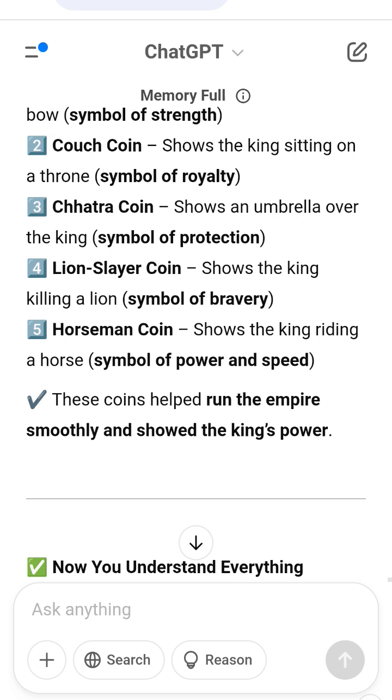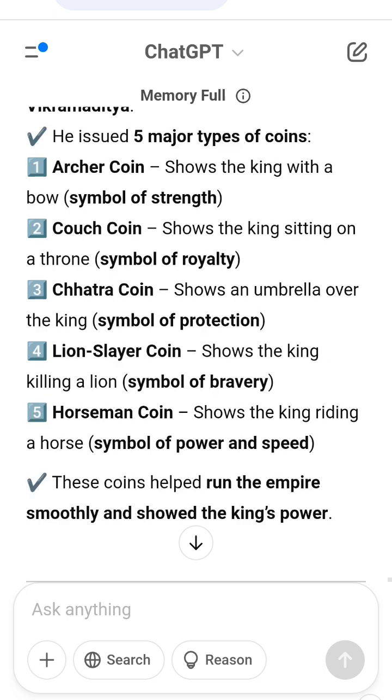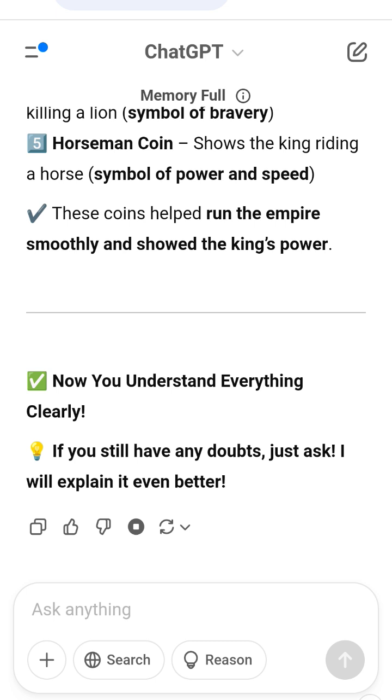3. Chhatra coin shows an umbrella over the king, symbol of protection. 4. Lion Slayer coin shows the king killing a lion, symbol of bravery. 5. Horseman coin shows the king riding a horse, symbol of power and speed. These coins helped run the empire smoothly and showed the king's power.